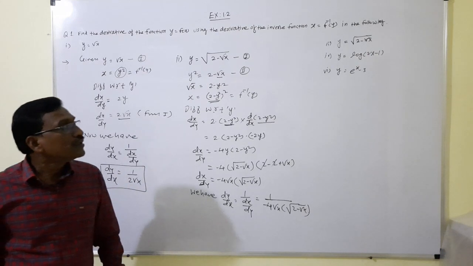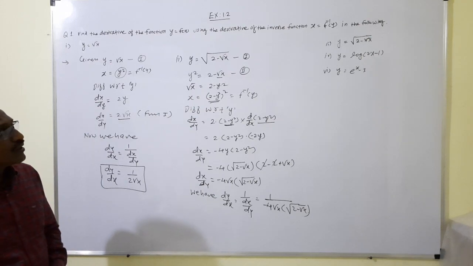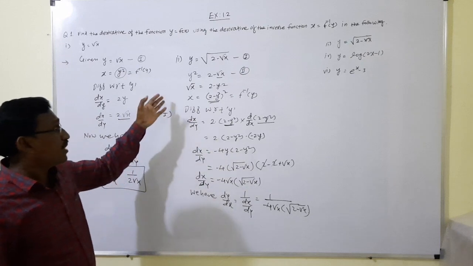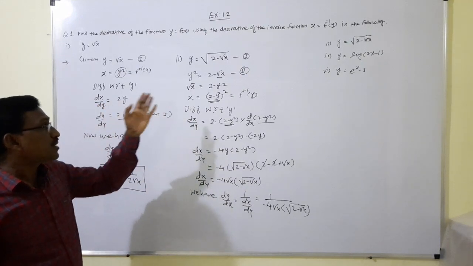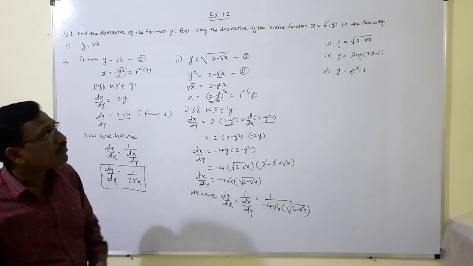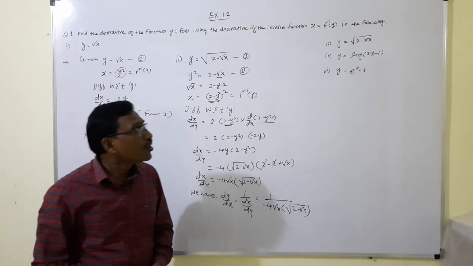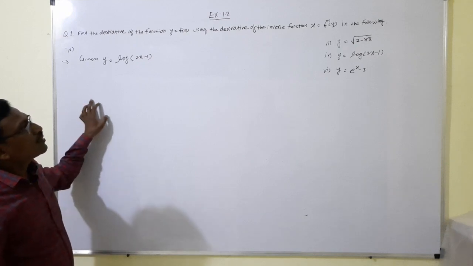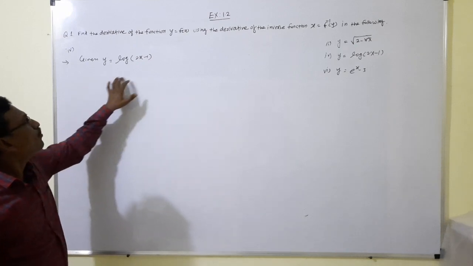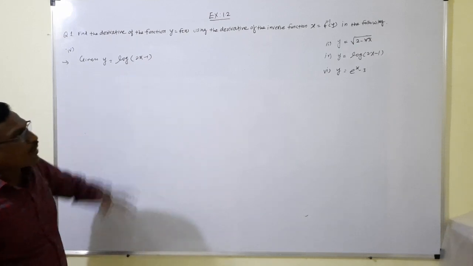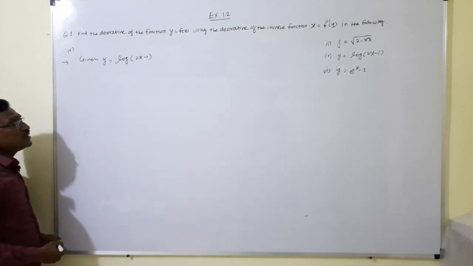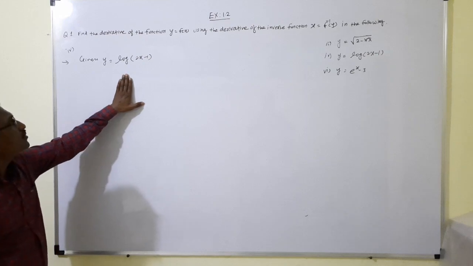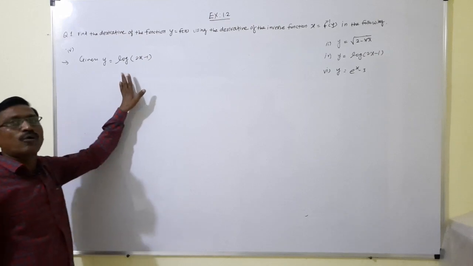Similarly, we take example number 4, because example number 3 is again similar to examples 1 and 2. That's why we take example number 4 here: y equal to log of 2x minus 1. Here, first of all, we use the rules of logarithms.